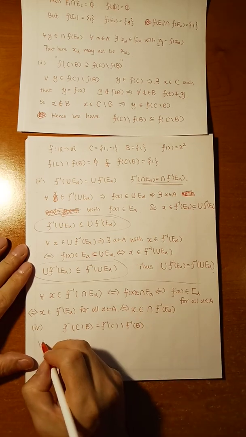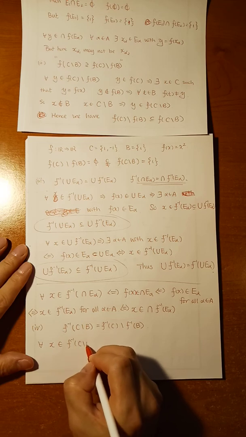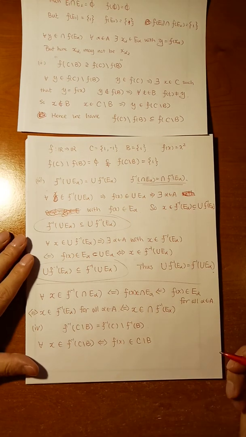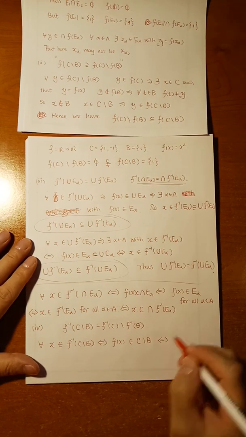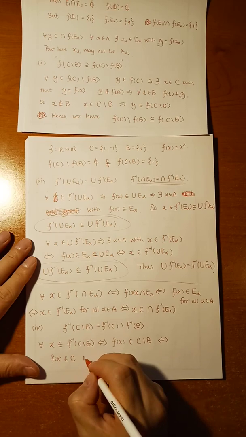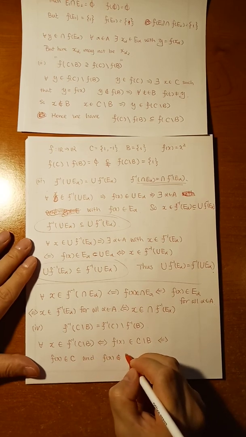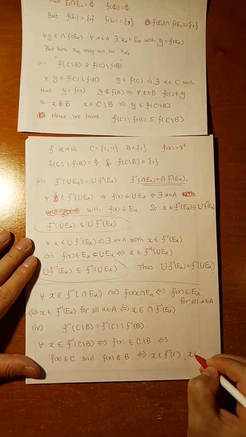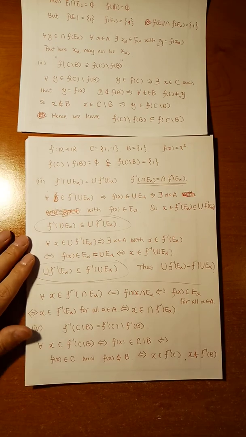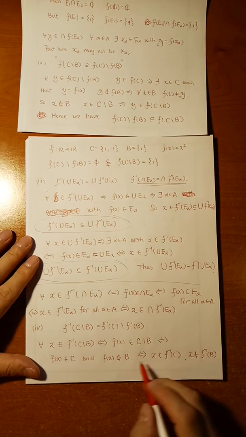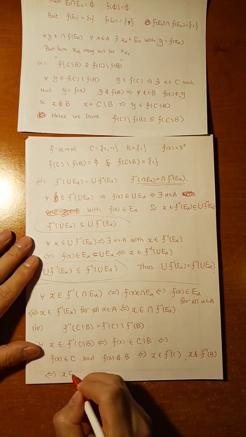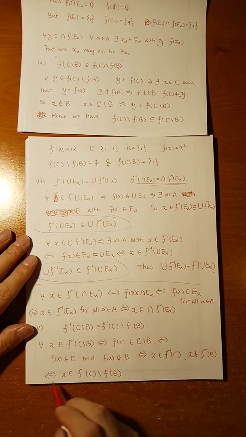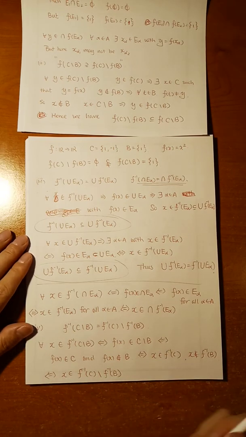Still, two directions. So for all x belonging to f inverse of C without B, this is equivalent to f(x) belongs to C but not inside B. And this is equivalent to f(x) belongs to C and f(x) does not belong to B. And this is equivalent to x belongs to f inverse of C, x does not belong to f inverse of B. And this is equivalent to x belongs to f inverse of C without f inverse of B. Again, you see this is an if and only if case.